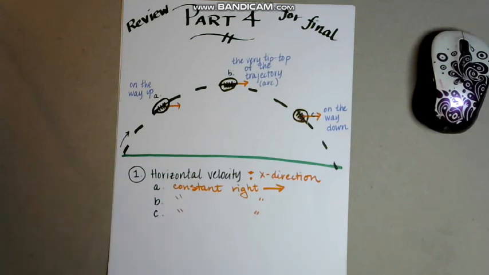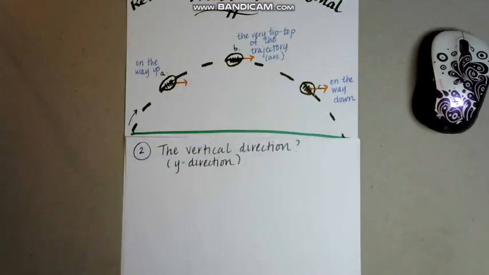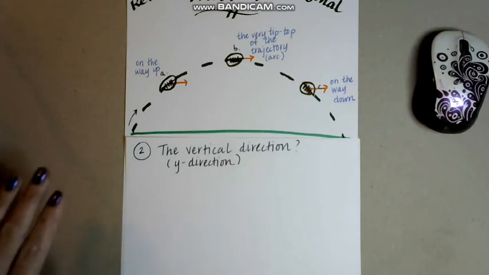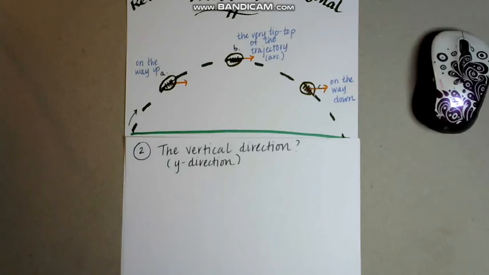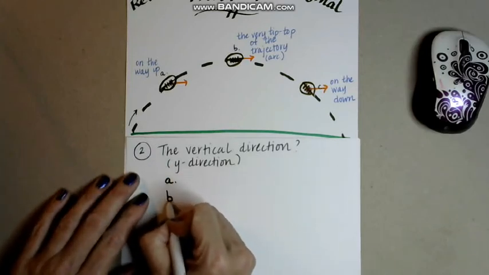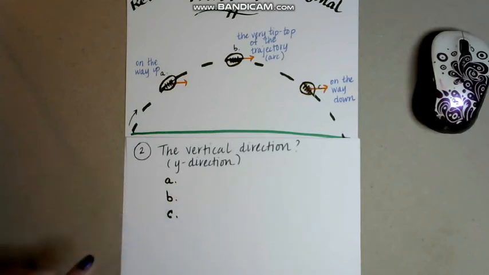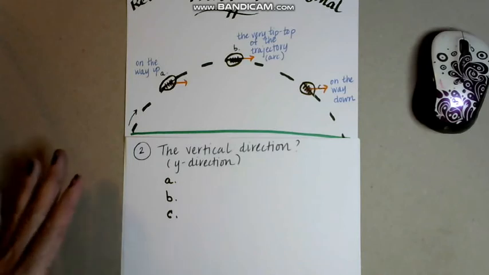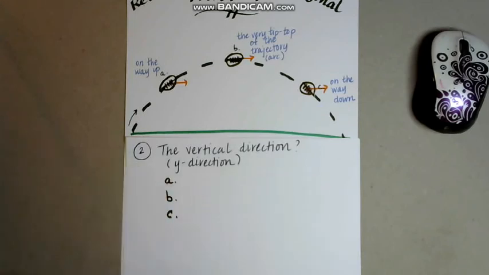Now let's look at it from another point of view. What about the vertical direction, or the y direction? What are the velocity vectors at points A, B, and C? You can take a second. Obviously, it'll be multiple choice. Take a second to answer.